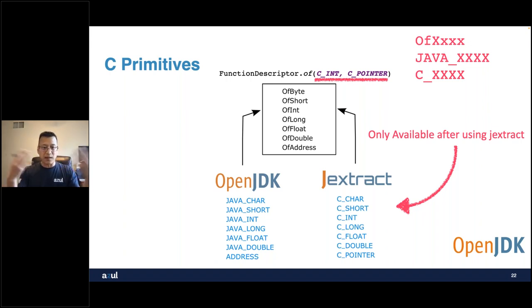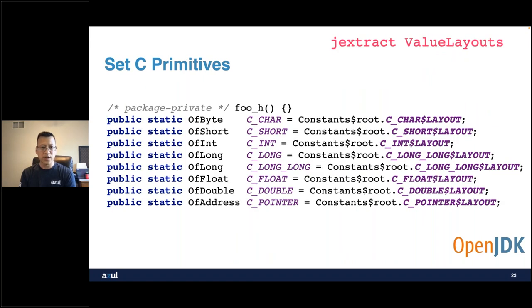They are pretty much synonymous if you're looking at Macintosh, Windows, or Linux 64-bit platforms. So here it is again. When you run jextract, it generates these predefined value layouts that represent the primitive types within the C language.